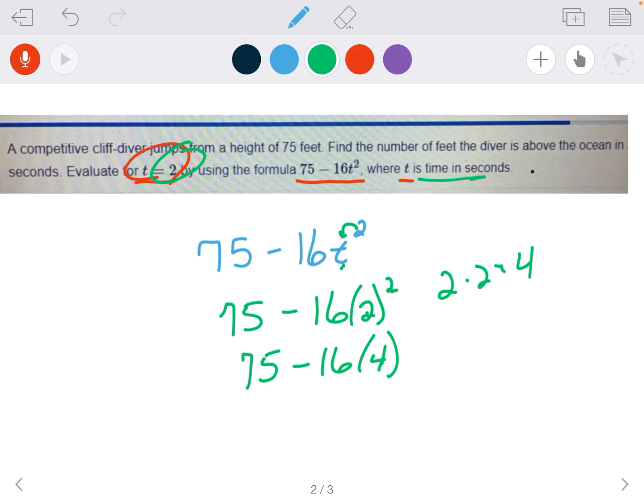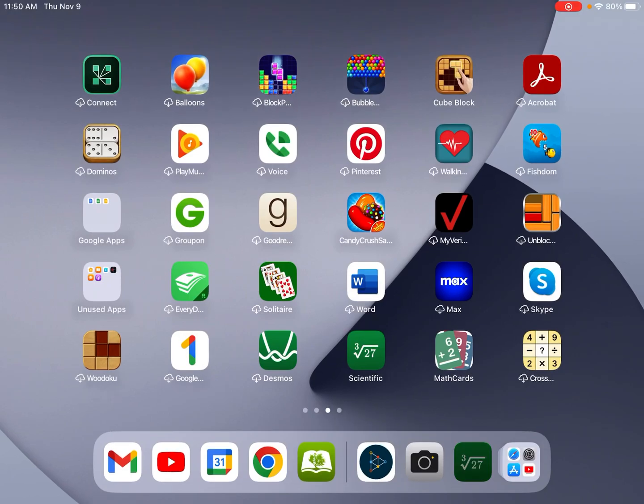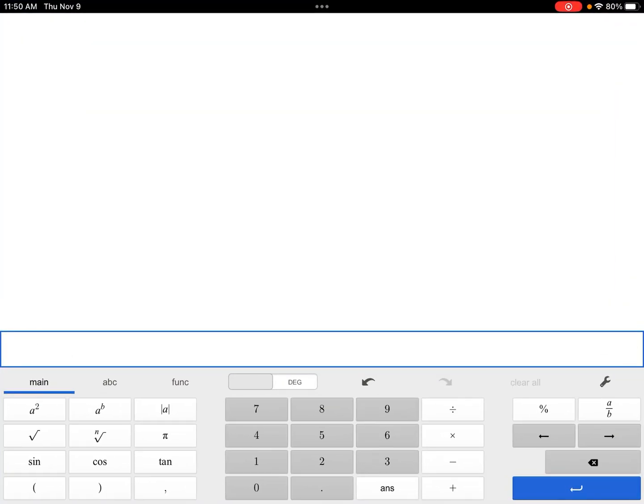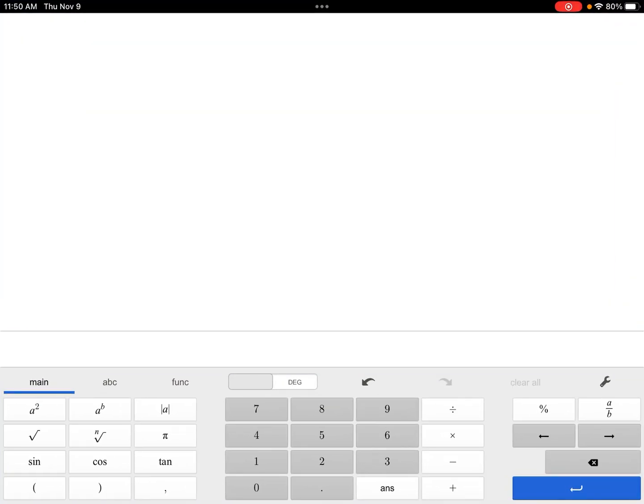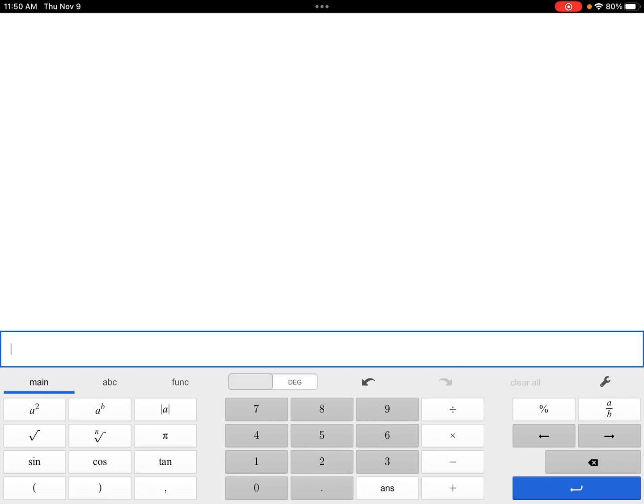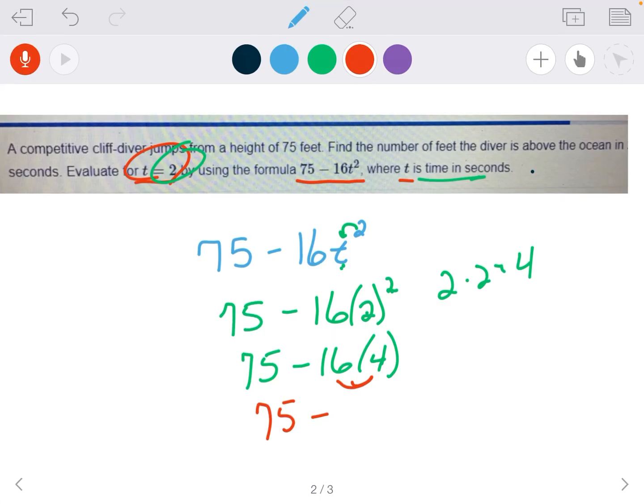Order of operations, I've got to do my parentheses first. So I'm going to bring my 75 minus down, and I'm going to do 16 times 4. So 16 times 4, that's 64. So here I'm going to put 64.